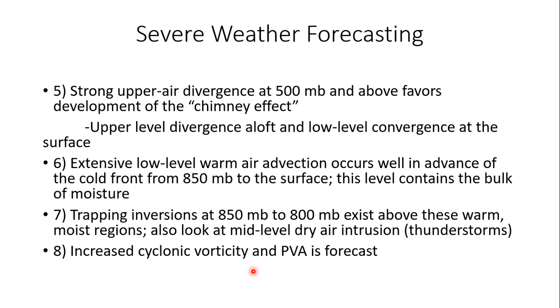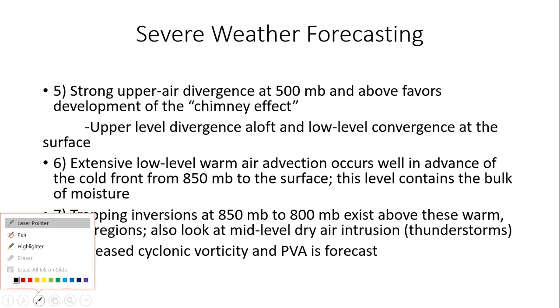6, extensive low-level warm air advection. That's going to occur well in advance of the cold front from 850 millibars at about 5,000 feet, right on down to the surface. This level contains the bulk of moisture, by the way, surface to 850 millibars. So we have warm and moist air that's flowing out ahead in advance of the cold front.